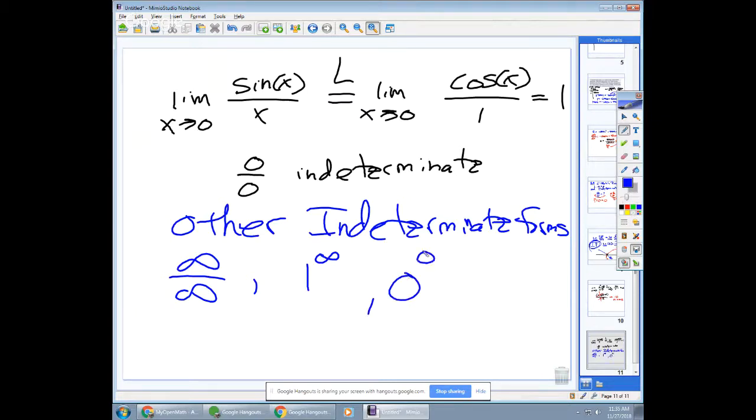Zero to the zero. That's one, isn't it? Not necessarily. So here's the problem with zero to the zero. If you have zero as the base, anything to the zero... what's zero to the second? Zero. What's zero to the first? Zero. So according to that rule, zero to the zero should be zero.